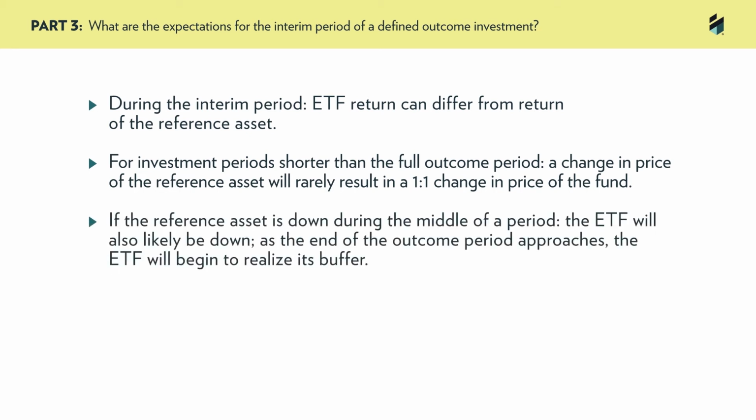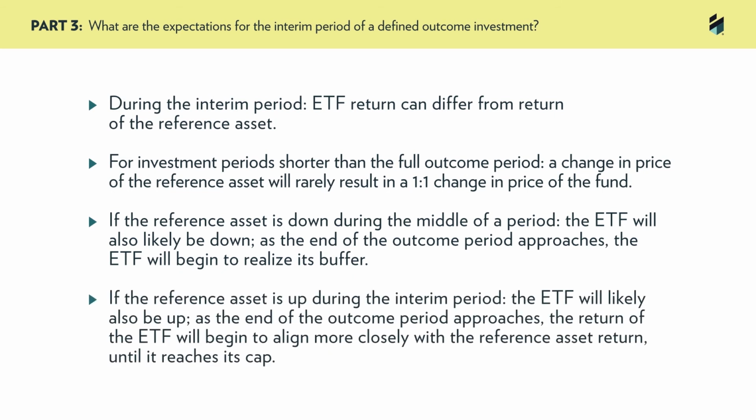If the reference asset is down during the middle of a period, the ETF will also likely be down, albeit less than the reference asset. As the end of the outcome period approaches, and time value becomes less of a factor, the ETF will begin to realize its buffer. Alternatively, if the reference asset is up during the interim period, the ETF will also likely be up, albeit less than the reference asset. As the end of the outcome period approaches, the return of the ETF will begin to align more closely with the reference asset return, until it reaches its cap.